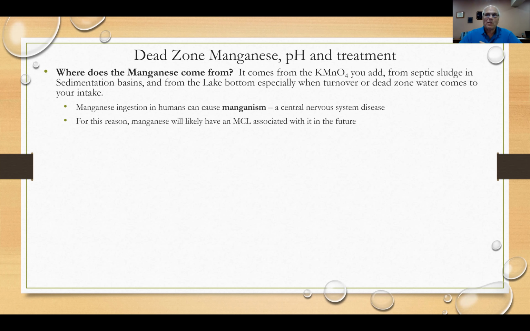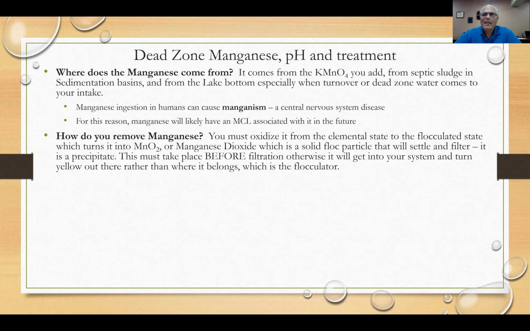And again, you have to go through all what I've just talked about. But it also is going to come from the lake bottom, especially during these turnover events. So manganese ingestion, they're studying this today in 2020. They're studying a disease called manganism, which is a central nervous disease. Because of that, I think manganese is likely going to have an MCL associated with it in the future. Right now, it's a secondary MCL because of the aesthetic effects. But there are people out there trying to prove that there's a health effect. And if it becomes faith and gospel, you're going to be treating this a little differently in the future.